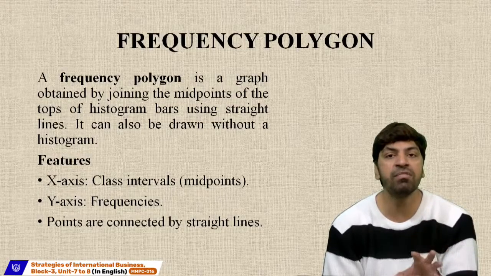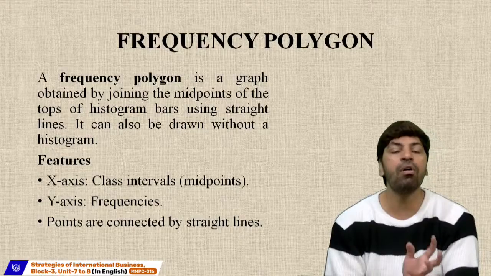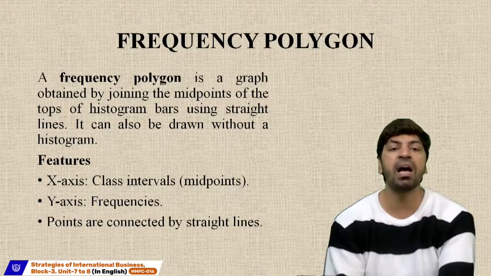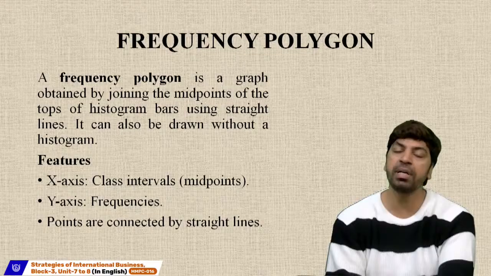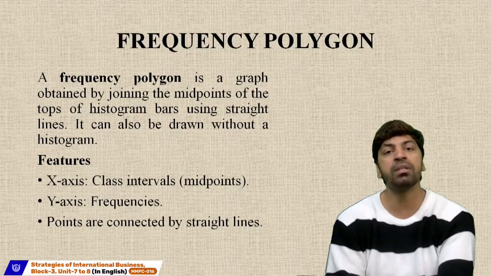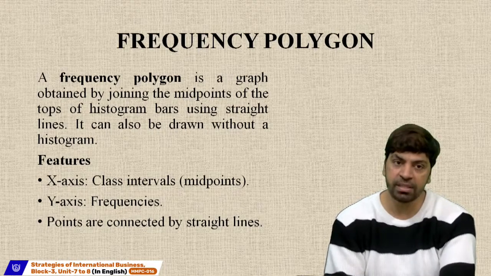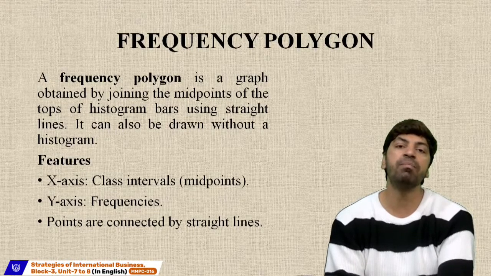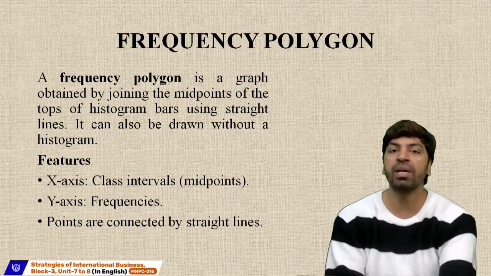And this type of diagram will also be drawn along with the histogram or without the histogram as well. The few features of this type of graph would be the x-axis, where we refer the class intervals, or in other words the midpoint of the class intervals. The next is the y-axis, which refers to frequencies, and the points are connected at the top of the midpoints of the histograms, which could be drawn by straight lines, and that is exactly called the frequency polygon.